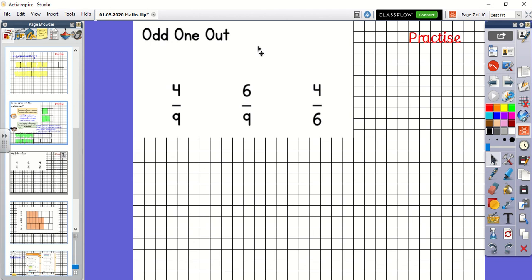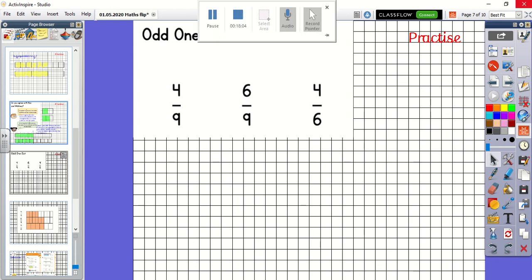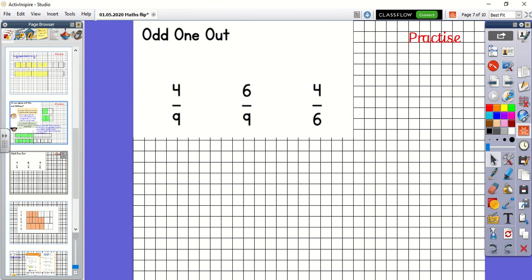So just by looking at those fractions, you might think, well, actually, I think 6/9 is the odd one out because it's the only one that hasn't got a 4 as a numerator. Or you might say that 4/6 is the odd one out because it's the only one that hasn't got 9 as its denominator.